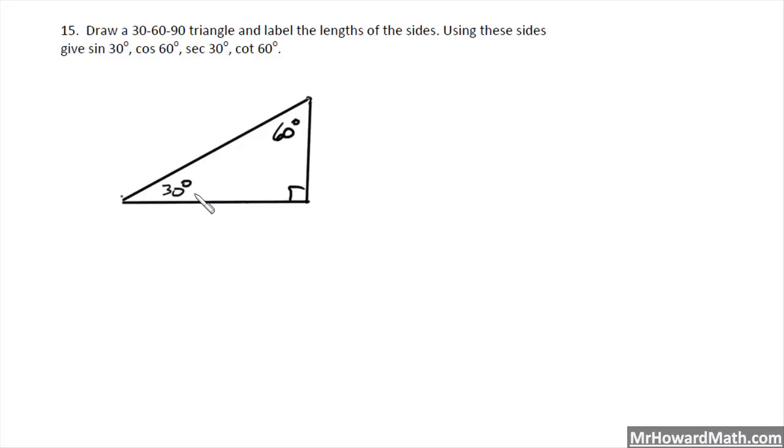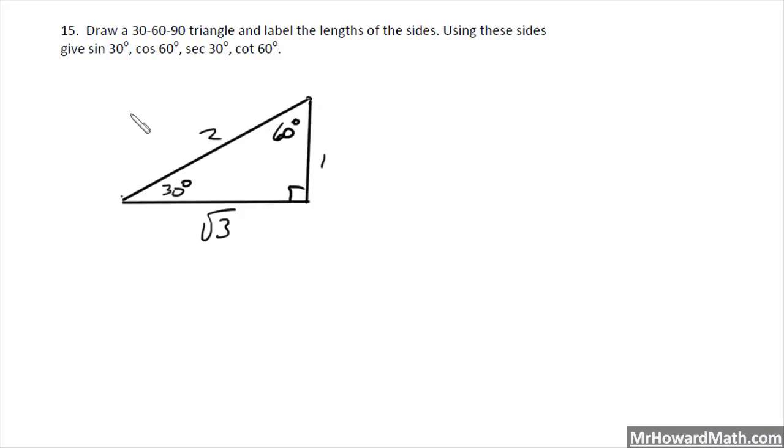So the lengths of the sides, we have the hypotenuse is 2, the 30-degree side is 1, and the 60-degree side is square root of 3. So 2 is bigger than square root of 3. Square root of 3 is bigger than 1, so it all makes sense there. And we have already established that in previous lessons, so I'm not going to go through where that comes from. Those are just the ratios of any 30, 60, 90 triangle.